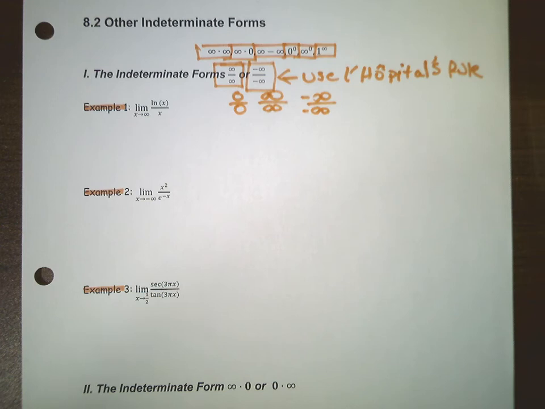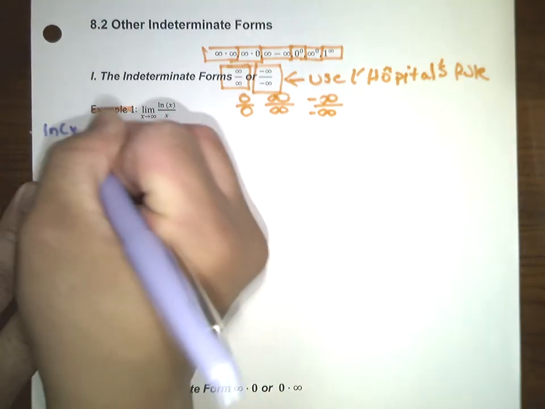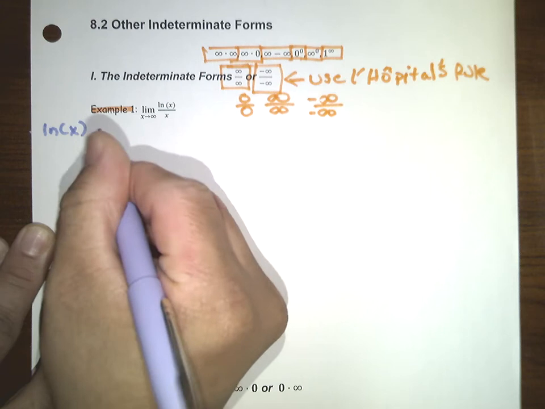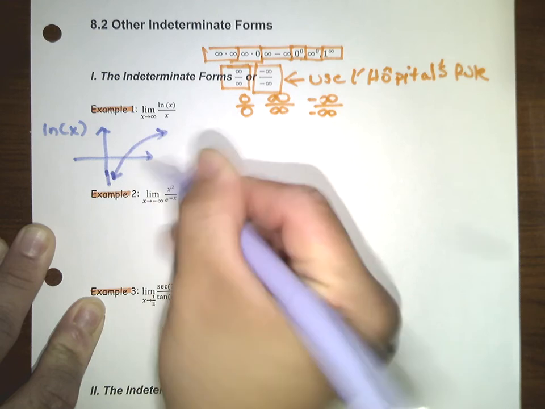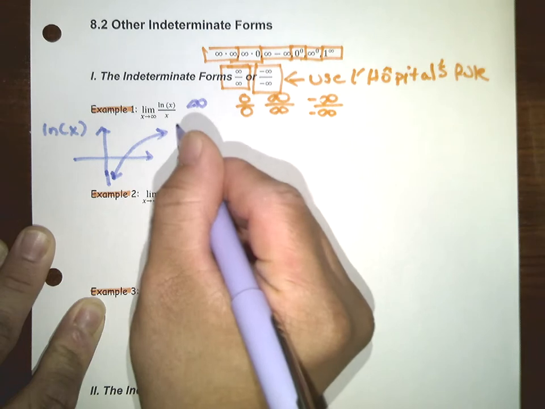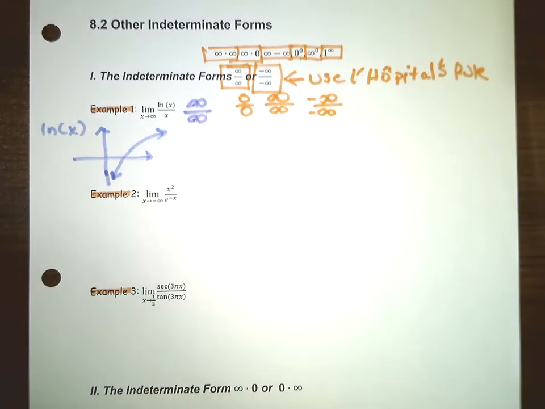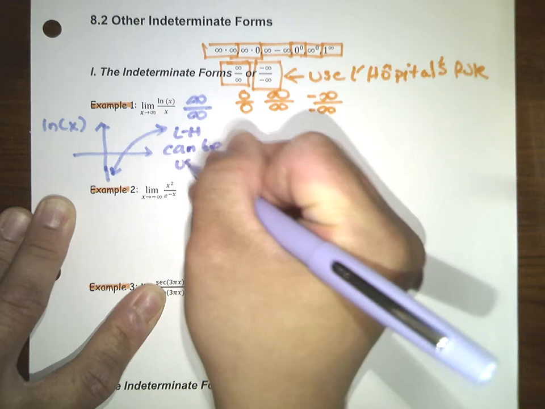So let's go ahead and try this today. We have the limit as x approaches infinity of natural log of x over x. So what do you know here? Well, remember what natural log of x looks like. As x is going to infinity, the numerator is going to infinity, and the denominator is also going to infinity. So we verified that L'Hopital's rule can be used here.